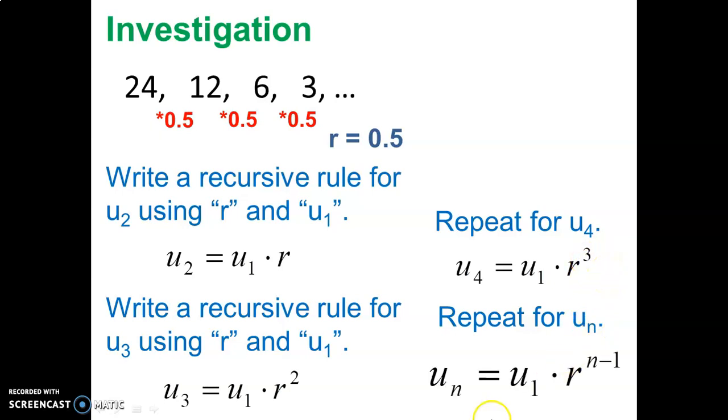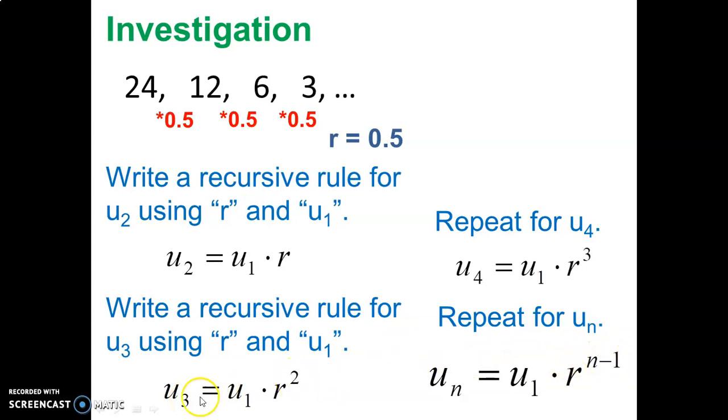So here is our rule. To get any term in the sequence, we take the first term and we multiply by r, and the number of times we multiply by r is n minus 1. And you can see that from here, for example. To get the fourth term, we start with u1, we multiply by the ratio 3 times. This number here is always going to be 1 less than this number. And you can see it here also. To get u3, we start at u1, multiply by the ratio r twice. Again, this number is always 1 less than this one. And that's why we have n minus 1.